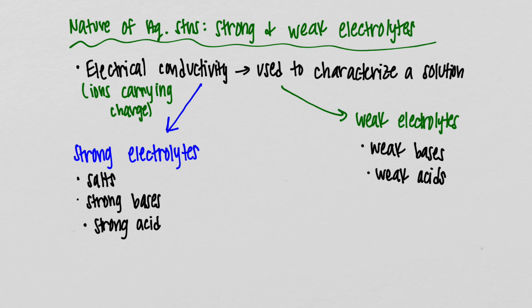And then we have weak bases like ammonia, and of course things you might be consuming like milk or tap water or some kind of solution with sugar or ethanol alcohol. These are all weak bases and weak acids, which are considered weak electrolytes.